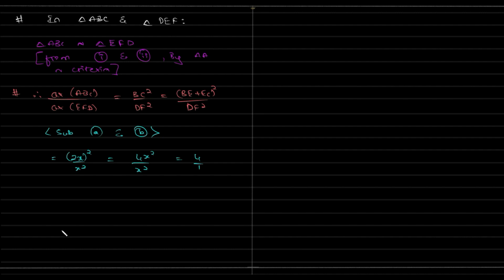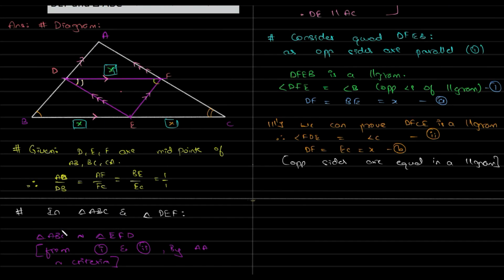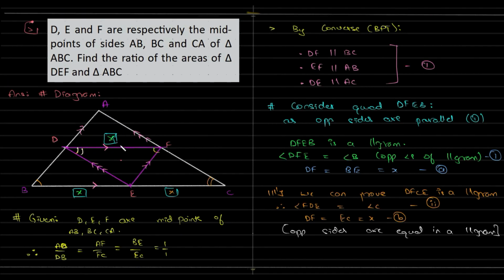We found the ratio of the areas of those two triangles. So basically we're saying that this big triangle is 4 times this small triangle in terms of area, right? So now you can pause and have a look.